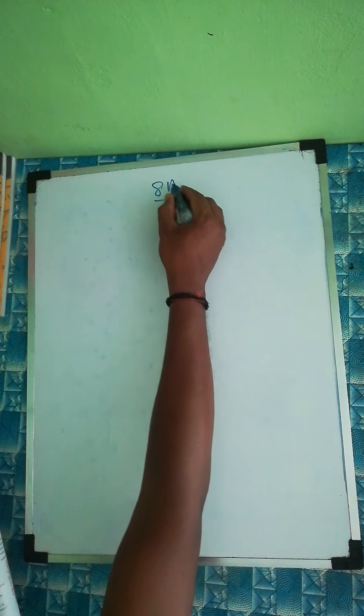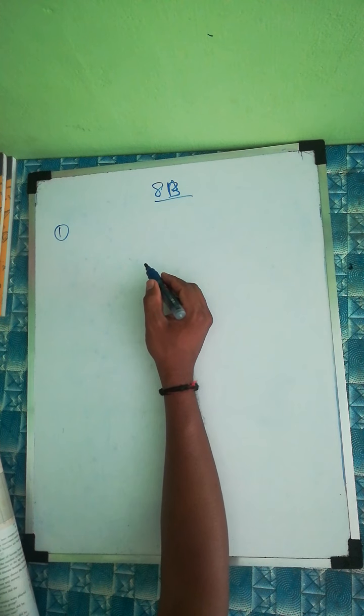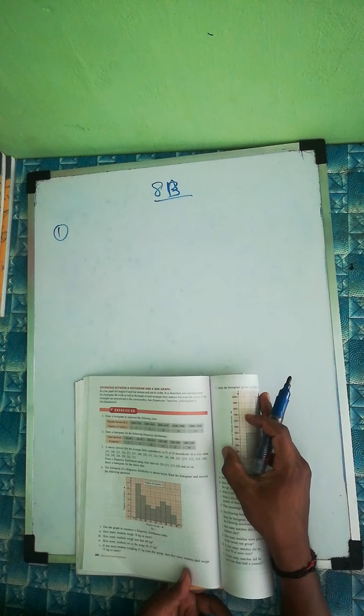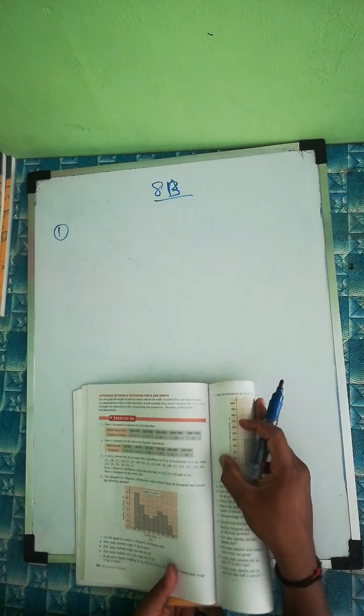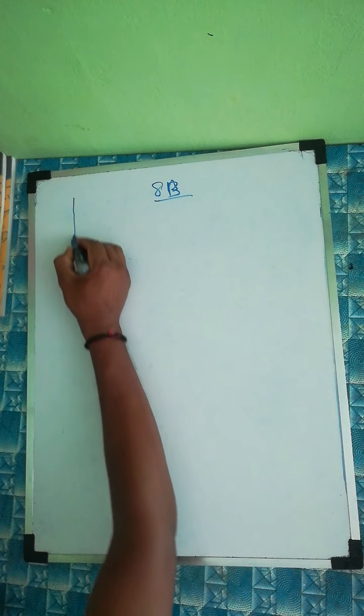Next, exercise 8B. Exercise 8B, first question. Draw a histogram to represent the following data. Okay, so now it is histogram. The last exercise we did bar graph, and now is histogram. I already told you, you draw in your graph book. I'm just showing here, but you do it in the graph book.